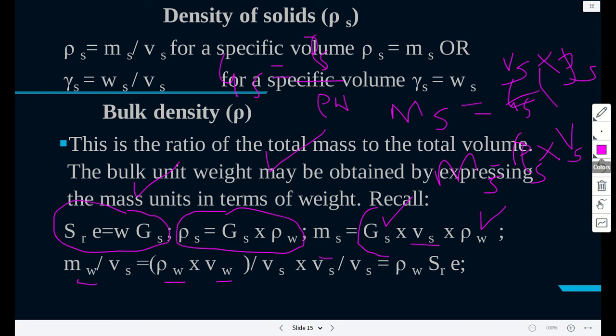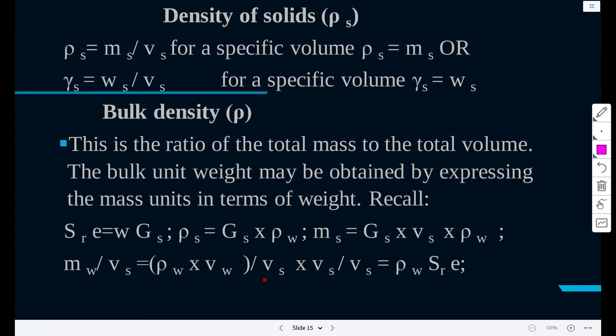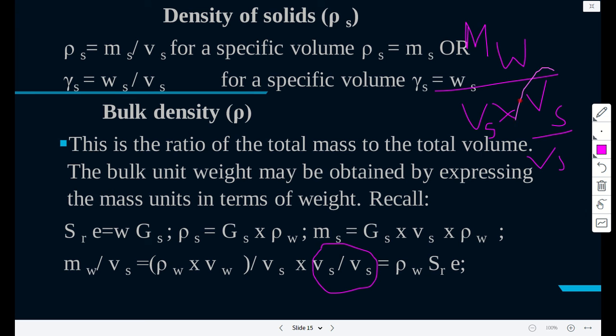If you introduce Vs over Vs, you are not changing anything, because in any case Vs over Vs is 1. The principal equation is the same, over Vs. But that enables me to express this equation in that manner.